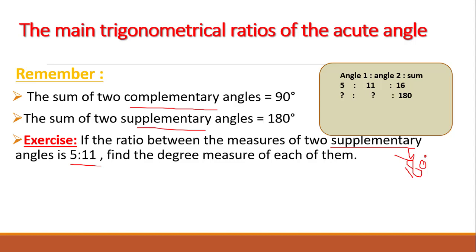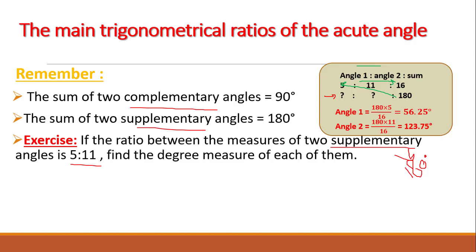5 plus 11 is 16. Then I write here the real numbers. I don't know the real measure of angle 1. I don't know the real measure of angle 2, but I know the summation is 180. Now I can use the cross product to get angle 1 and angle 2. How can I get angle 1? Do you remember? Angle 1 will be 180 times 5, then divided by 16.